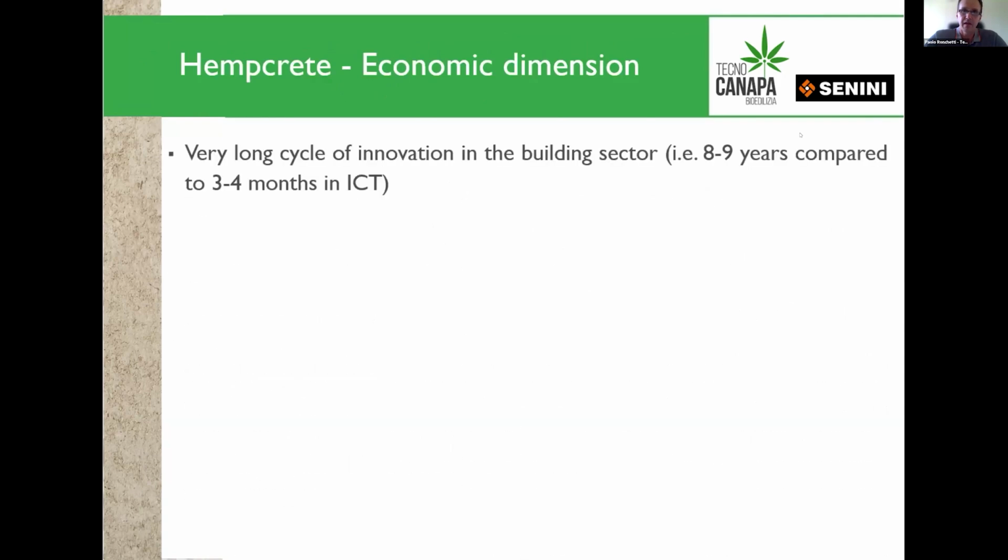Finally, in terms of economic dimensions, we learned on our own skin that the building sector has a very long cycle of innovation, which is, as you can see, 8-9 years compared to the information and communication technology sector, which is just 3-4 months. The cycle of innovation is the time that a product or technology takes to be known, widespread and used on a large scale.